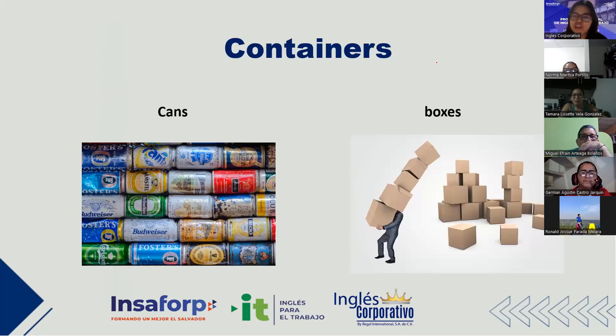And now we are going to talk about a different topic, right? I want you to get some containers because in this unit, we're going to talk about containers. And remember, we're talking about characteristics too. Check. Cans. Estas son cans. Más tarde vamos a hablar del modal que es can. Pero esta es can. ¿Sí? Can is this one.